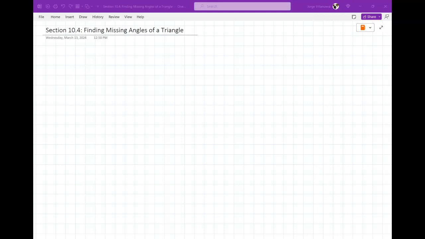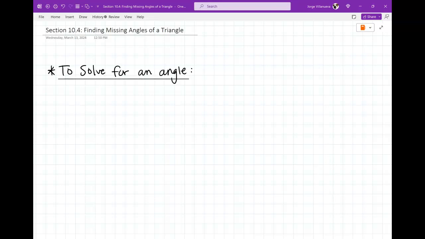Now, here's the thing. When we're trying to solve for an angle, this is going to be the only thing that you have to learn from what we already know. You remember sine of theta, we would say is opposite over hypotenuse. So sine of theta is opposite over hypotenuse.